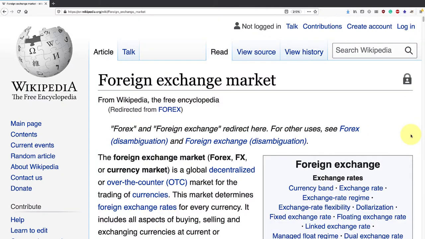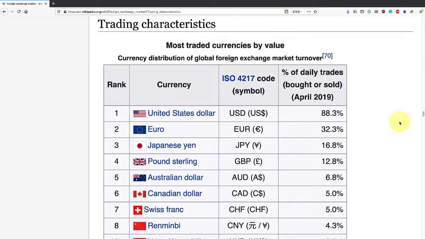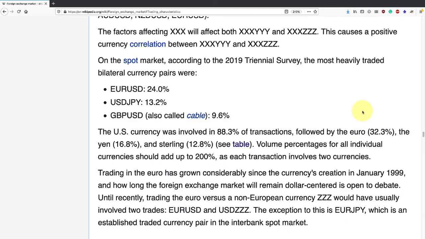Let's take a look real quick at the Wikipedia page on the foreign exchange market for Forex. Under trading characteristics, it shows that during 2019, the United States dollar accounted for 88.3% of daily trades bought or sold. This is one reason why watching UUP can help you if you are trading a currency pair versus the US dollar. It also mentions that during 2019, the 3 top currency pairs all included something versus the US dollar.